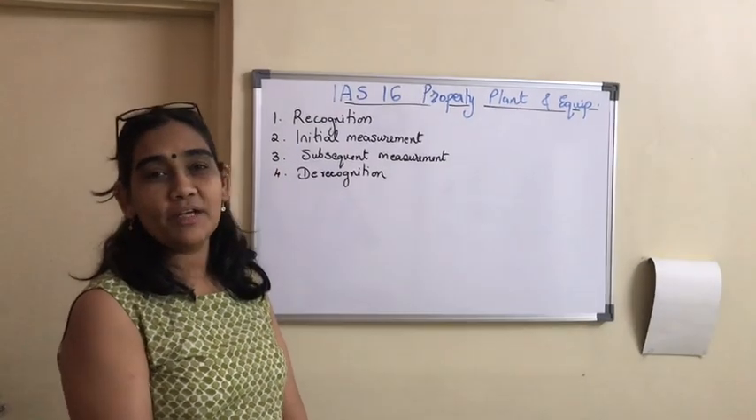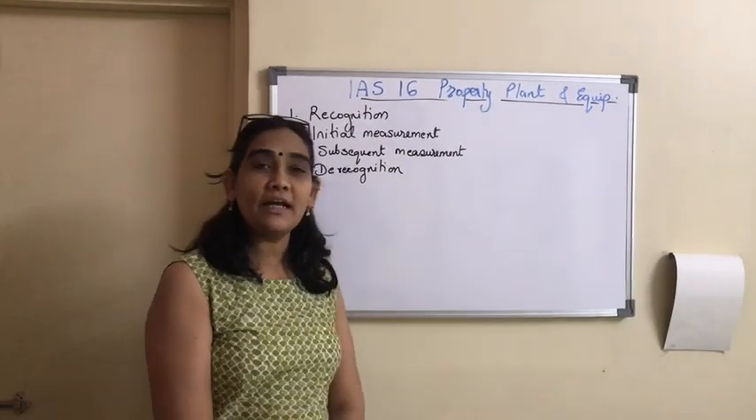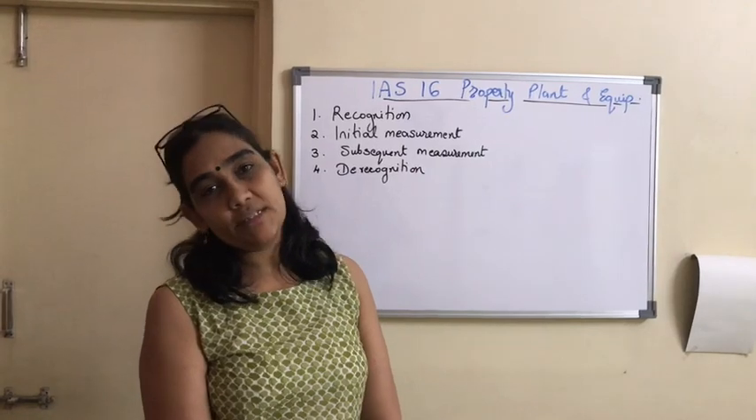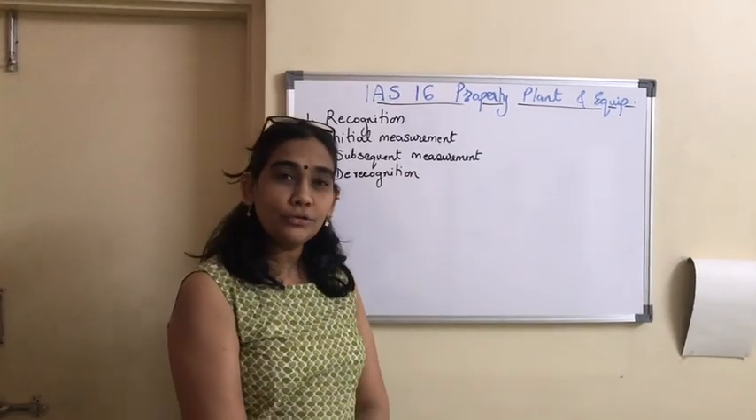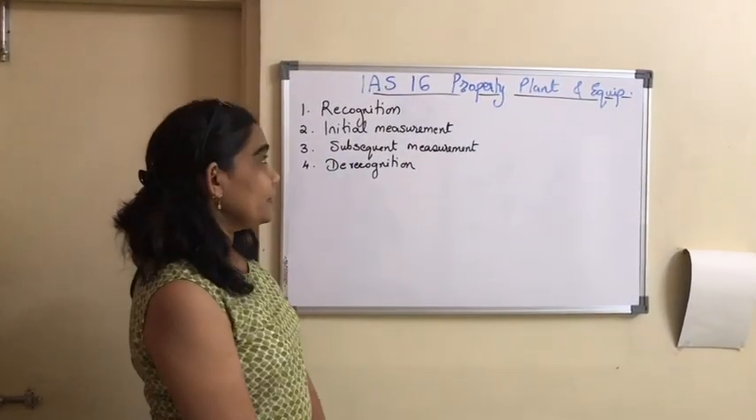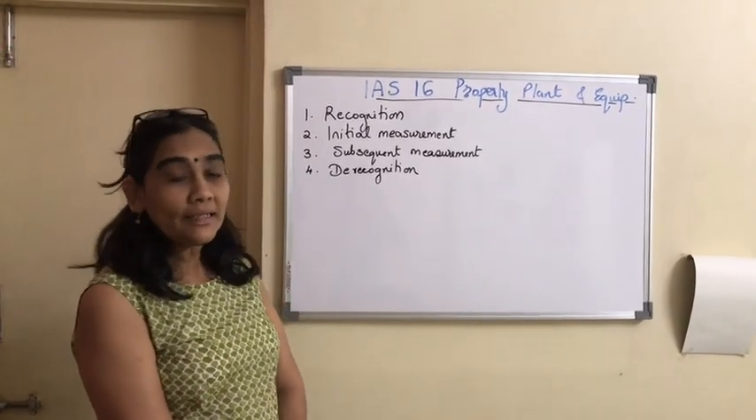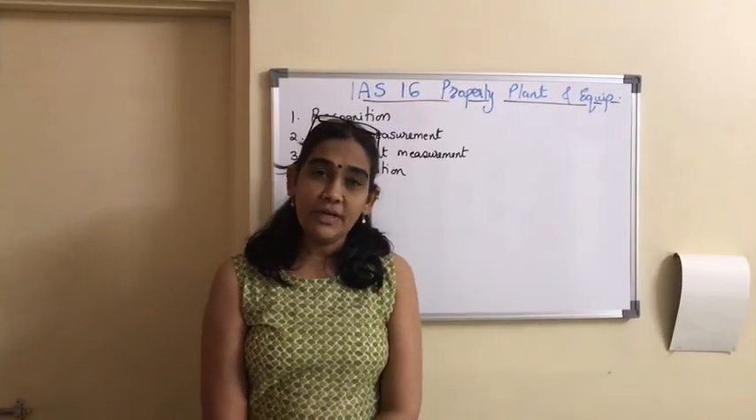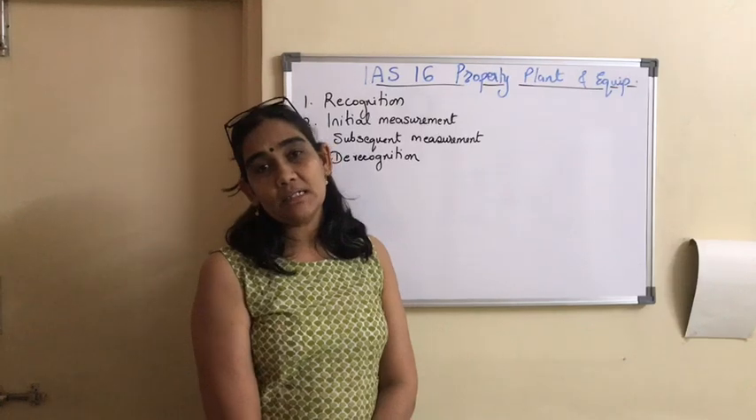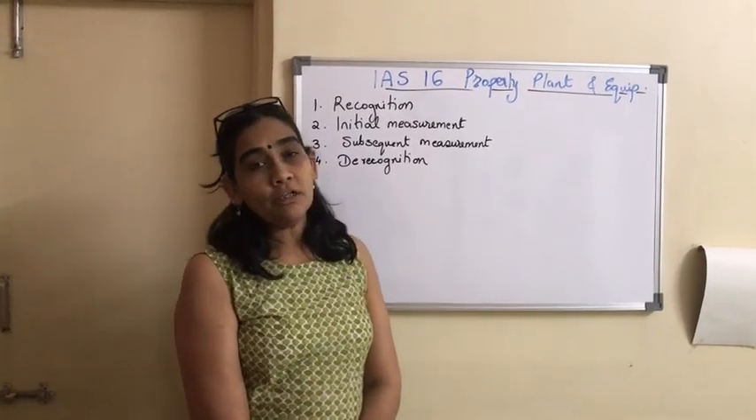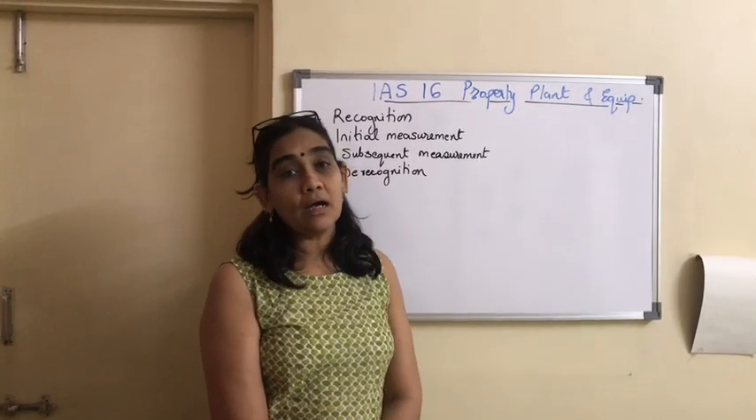Hello everybody, today we are going to do one topic from the financial reporting subject of ACCA. Today I am going to talk to you about IAS 16, which relates to property, plant and equipment. Now as you are aware, property, plant and equipment is a tangible non-current asset. So how do you account for it?